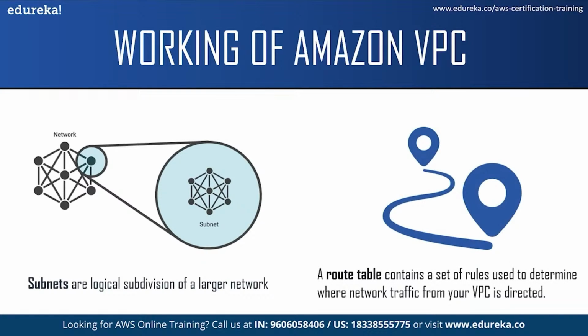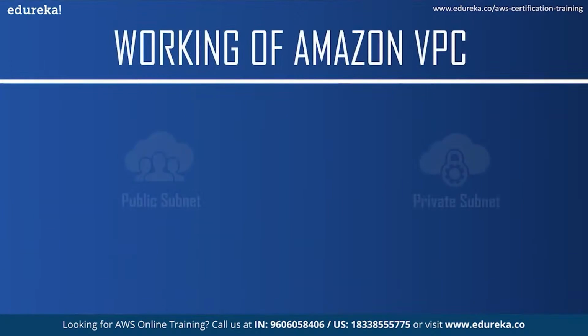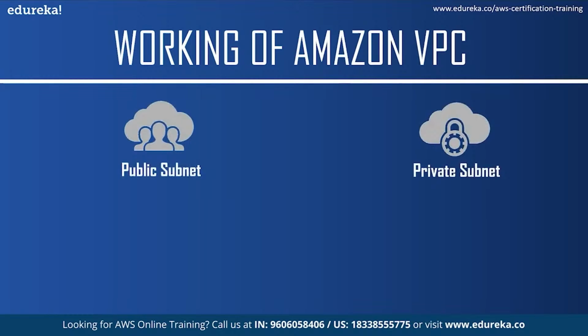Next we have the route table. Now a route table contains a set of rules called routes that are used to determine where the traffic in a VPC is directed. You can explicitly associate a subnet with a particular route table, otherwise the subnet is implicitly associated with the main route table. Each route in a route table specifies the range of IP addresses where you want your traffic to go, which is the destination, and the gateway, which is the network interface or connection through which to send the traffic, which is the target.